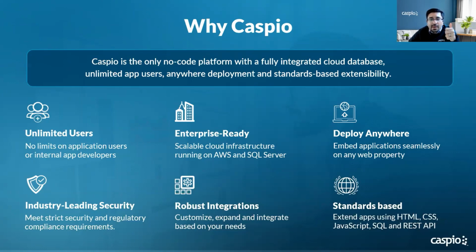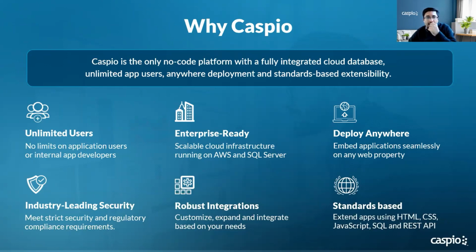So just to recap these features and benefits in greater detail, the most important benefit is that there's no cap on users with Caspio. So we don't penalize you for growing with us. There's unlimited internal app developers or internal users as well as external app users with Caspio. We provide enterprise-grade infrastructure running on AWS and SQL Server, thus allowing you to scale as you need to.